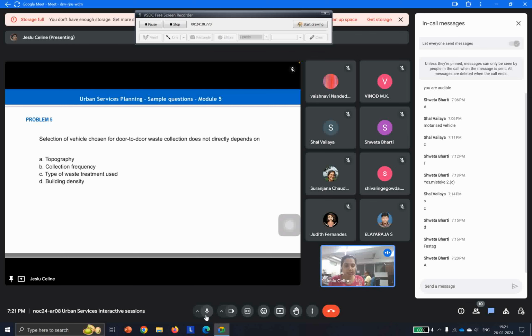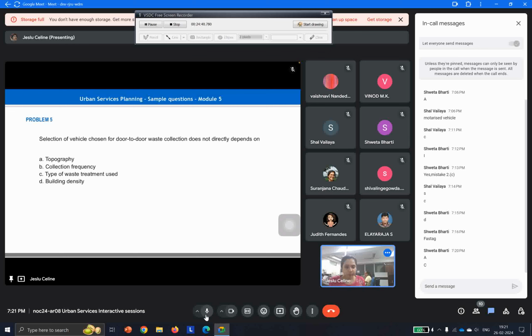Yeah, so any answers for this? C, collection frequency. Okay. The vehicle chosen does not depend upon collection. Sorry, C, type of waste treatment used. Okay. That's a possible answer. Anybody, any difference of opinion? Any other answer? Okay, so yeah, that is the correct answer.